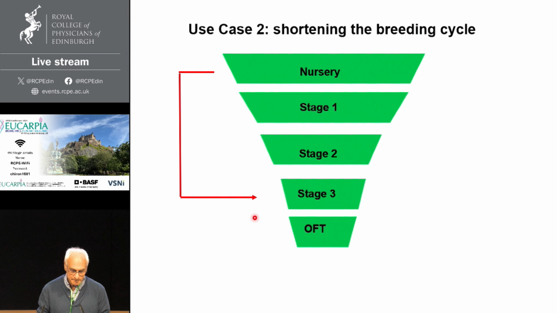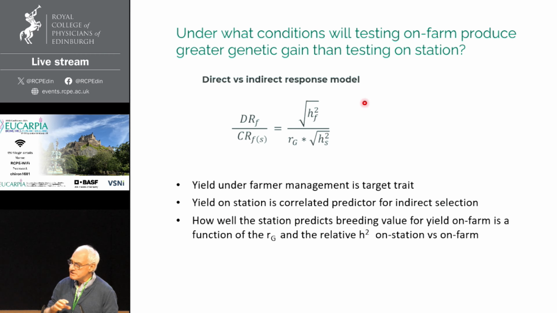So those differences in management on station and on farm may lead to lower correlation, and the genomic relationship matrix and sparse testing approaches allow us to generate breeding values in farmers' environments directly. And so the idea then is to take your stage one, and instead of testing them all on the research station, move them immediately into on-farm trials. And we'll discuss a little bit how that can be done.